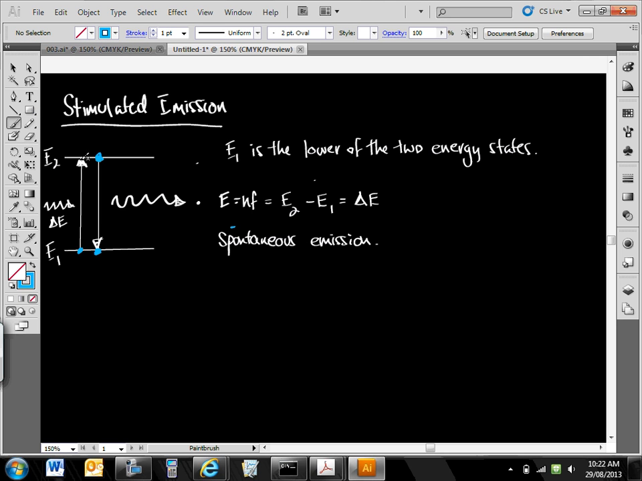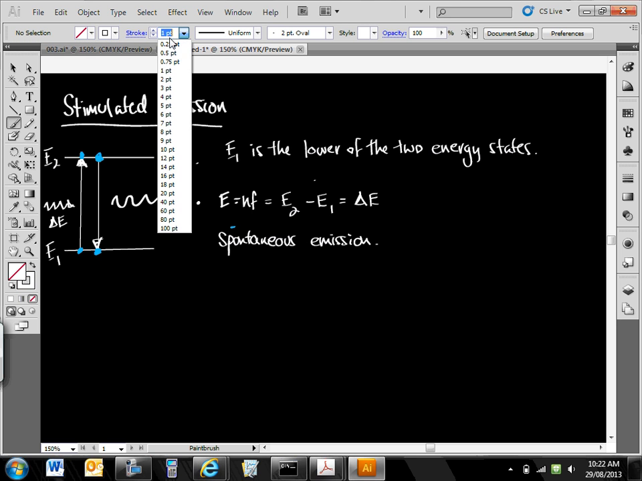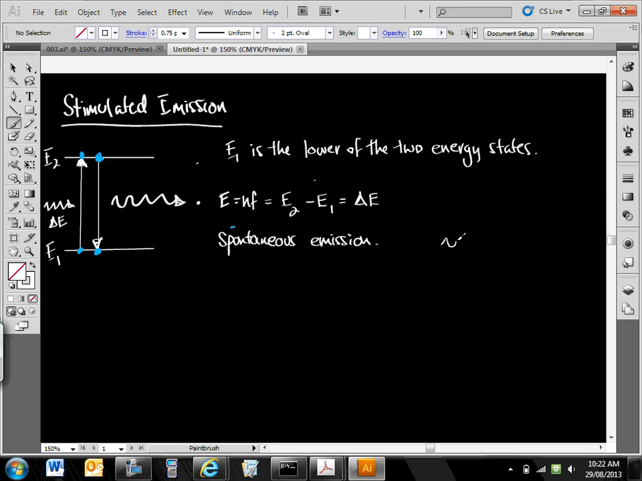So how long does this take? I shine light on this atom. I excite it and it jumps back down. How long do you think this takes? Not long at all. That's true. It takes around about 10 to the power of minus 8 seconds. We can't tell. As far as we're concerned, we shine light on it and then it emits light instantaneously. Okay. That's spontaneous emission.